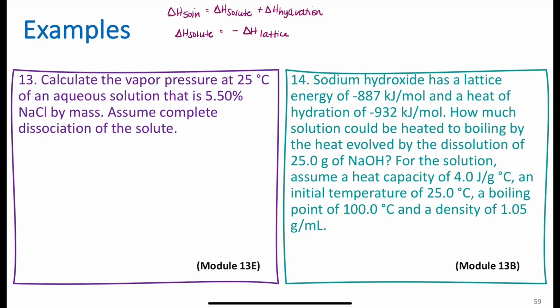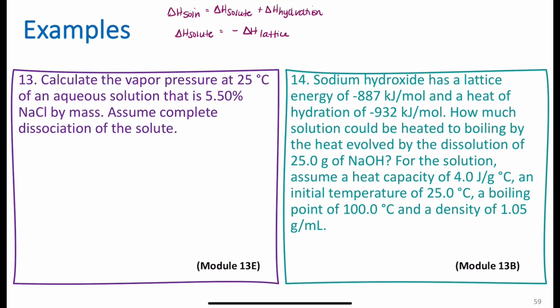What is lattice energy? Lattice energy is the amount of energy that is released when the ions come together in the gas phase and form that solid. In this case, that's sodium hydroxide. So the lattice energy is the energy released when NaOH forms, when the sodium ion and the hydroxide ion come together and it forms.